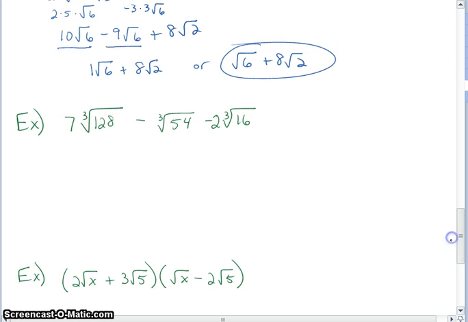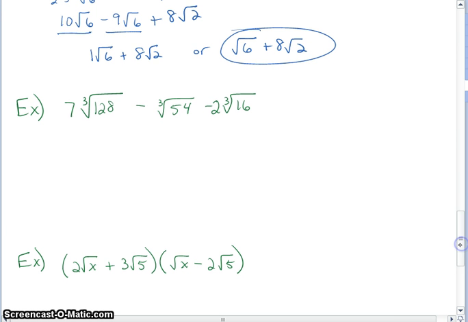Okay, what about a cube root one? Let's try this one. So 7 times the cube root of 128. Do I know the cube root of 128? Is that one that I know? Nope. But I know the cube root of 64, and 128 is just 64 times 2. This time I can use the cube root of 27 times the cube root of 2. And then this last radical becomes the cube root of 8 times the cube root of 2.